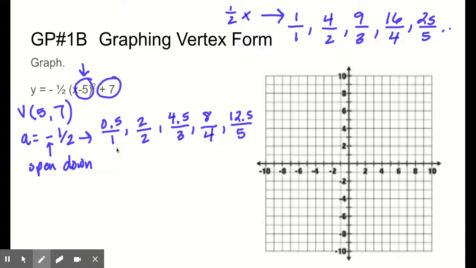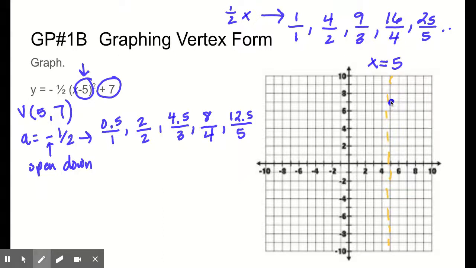So again, your denominators, those are always the numbers that you're going to move over from the axis of symmetry, and those should always be consecutive numbers, 1, 2, 3, 4, 5, etc. Remember, we always use what we can fit on our graph. So we're going to start with our vertex at +5, +7. Go ahead and include your axis of symmetry. The axis of symmetry is x equals 5 in this case.